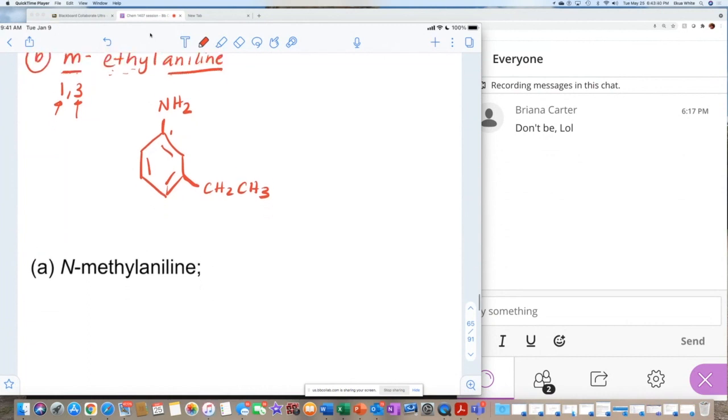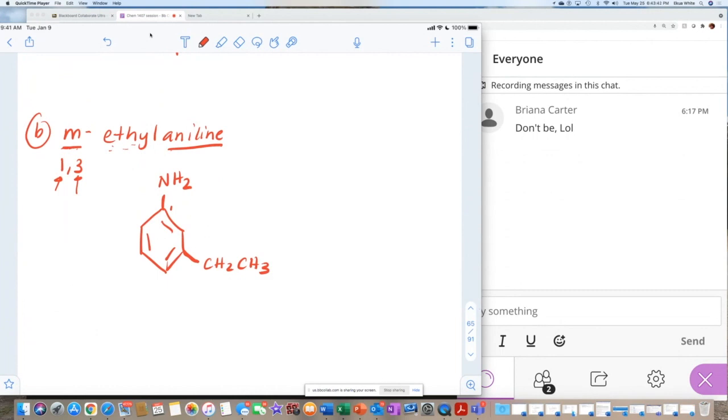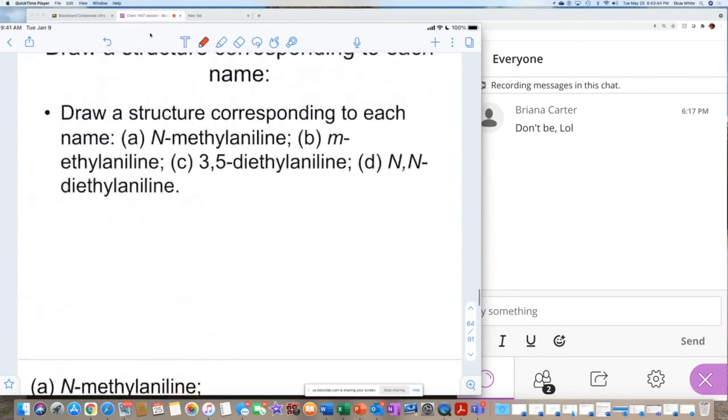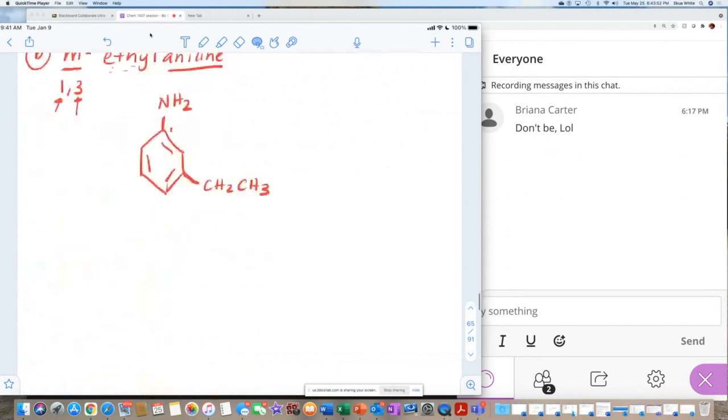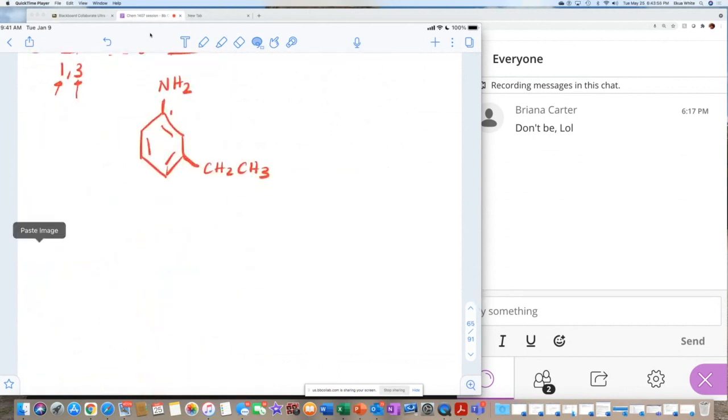N-methylaniline. Wait, why did I copy the first one again? Did I copy the first one again? I did B. This is supposed to be C. Come on. Copy. For some reason, it doesn't copy sometimes. Okay, here.